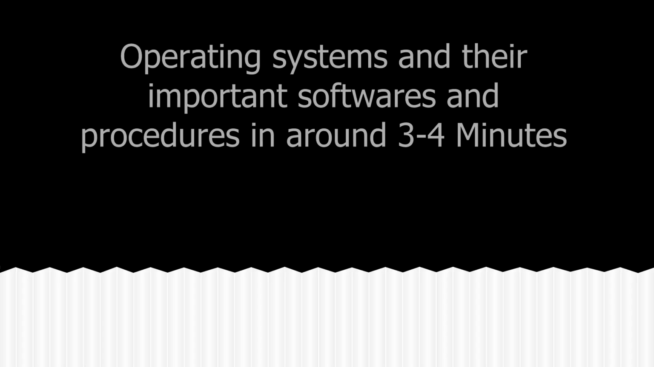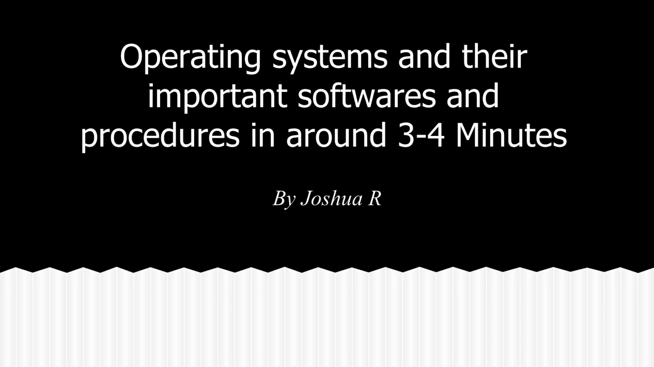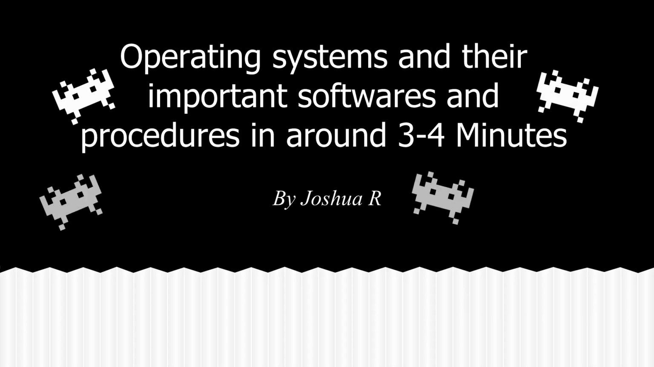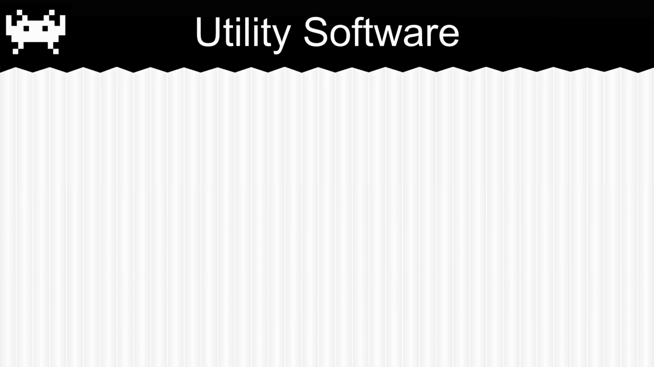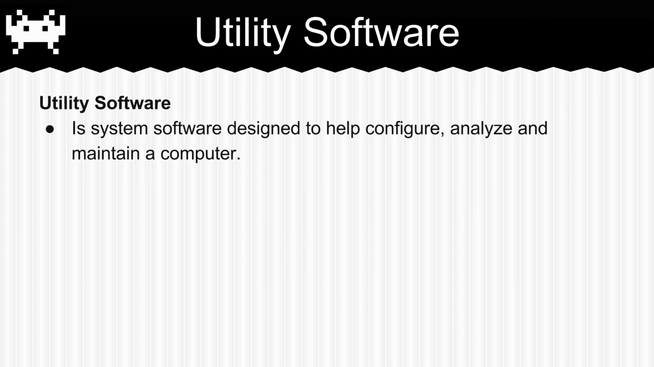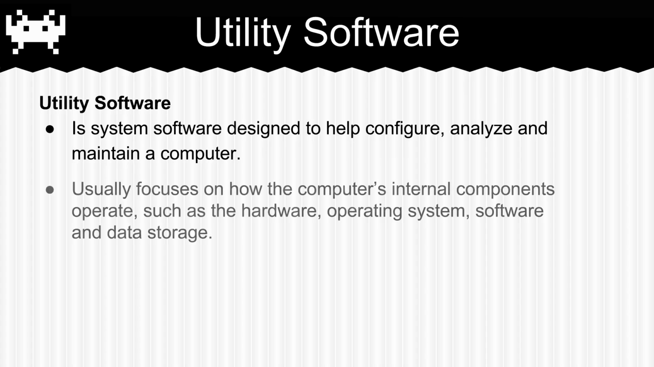Operating systems and their important software and procedures in around 3 minutes. Utility software. Utility software is system software designed to help configure, analyze, and maintain a computer system. These usually focus on how the computer's internal components operate, such as the hardware, operating system, software, and data storage.